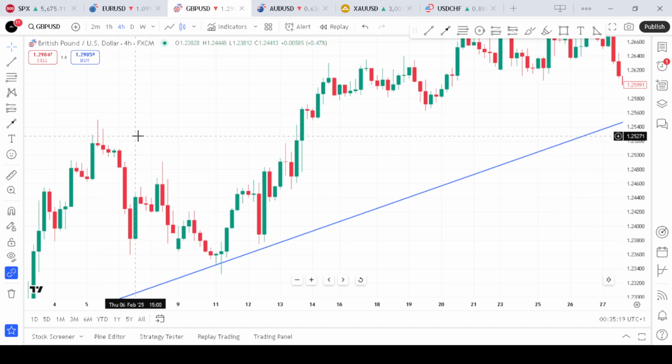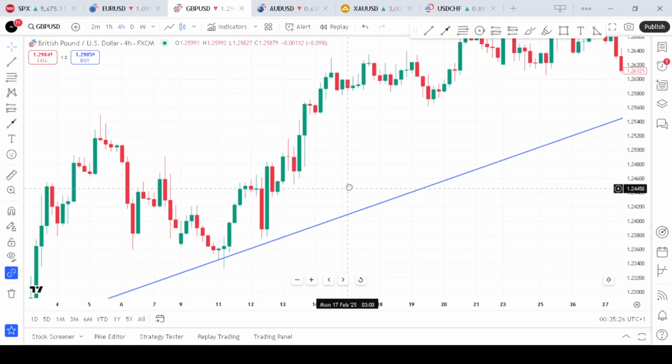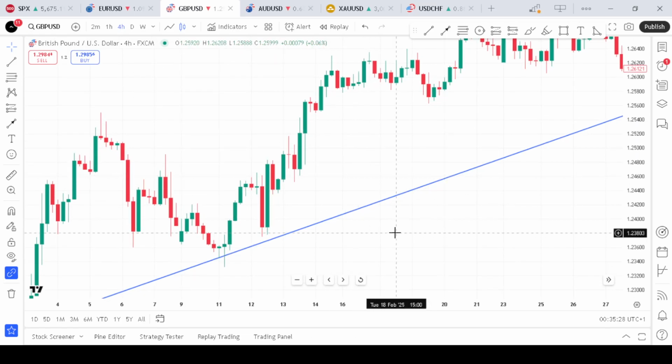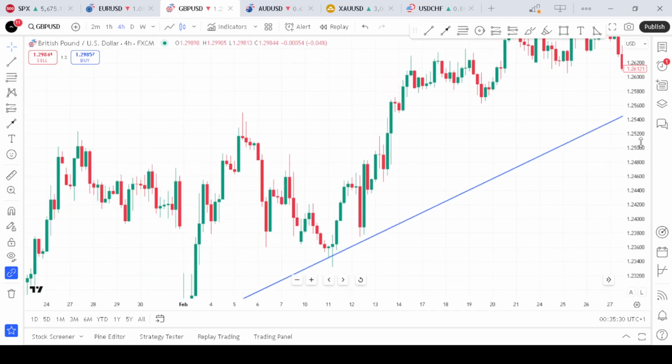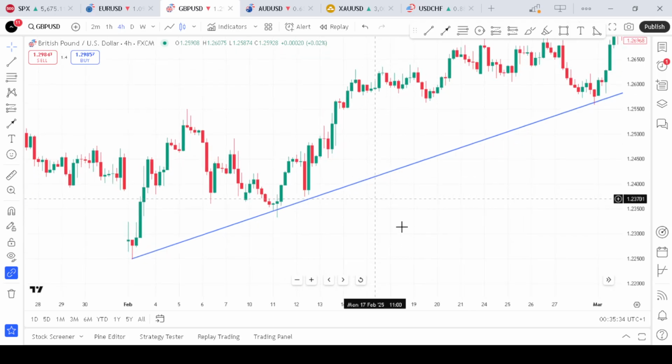So observe how candles with long wicks often appear near key turning points in the market. This insight could help you anticipate potential reversals that might shift the momentum in the market.